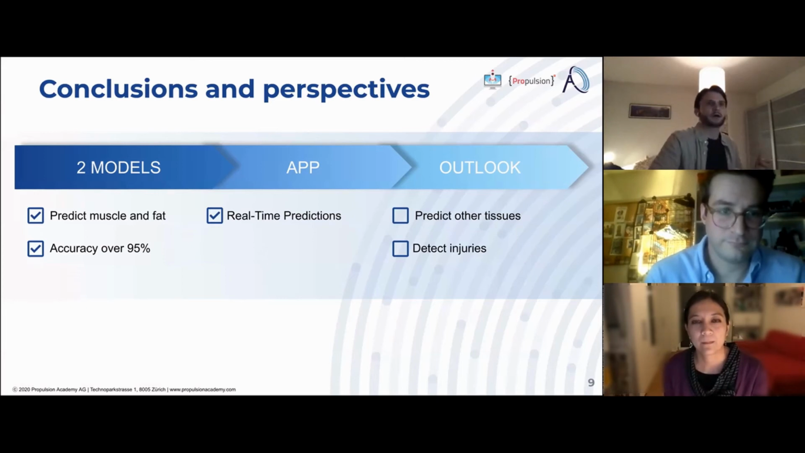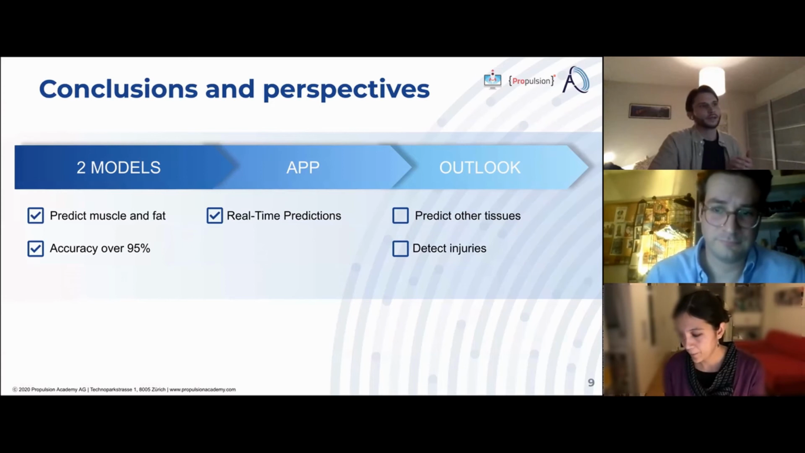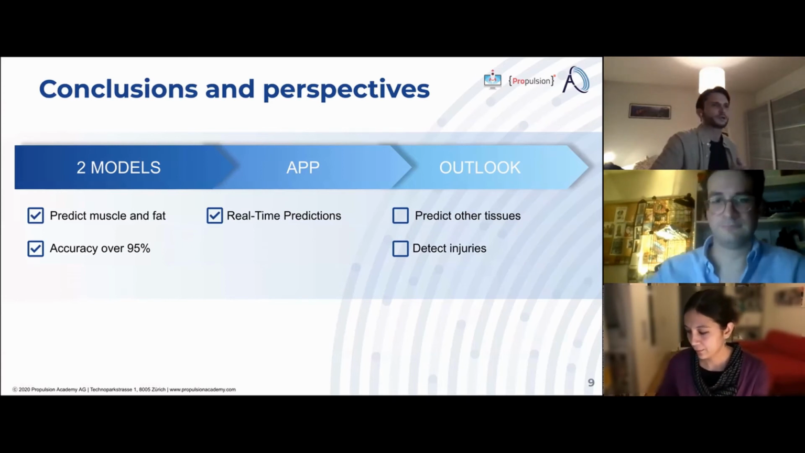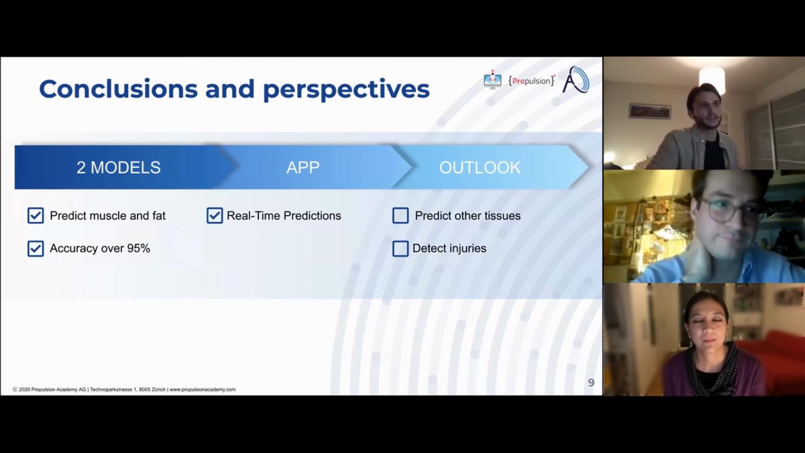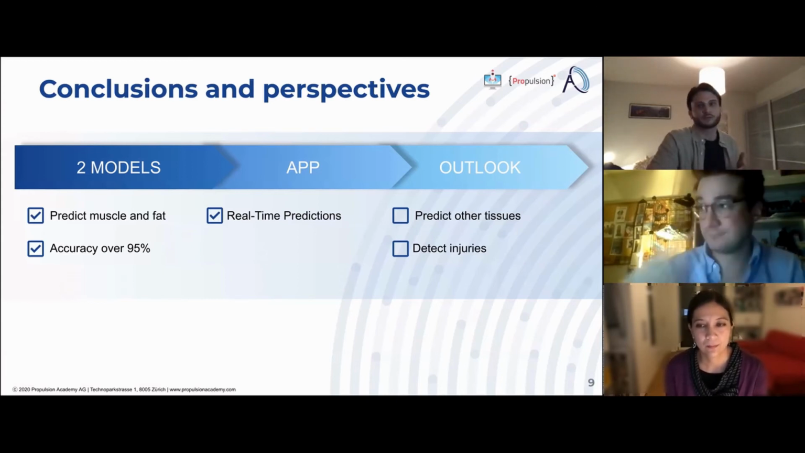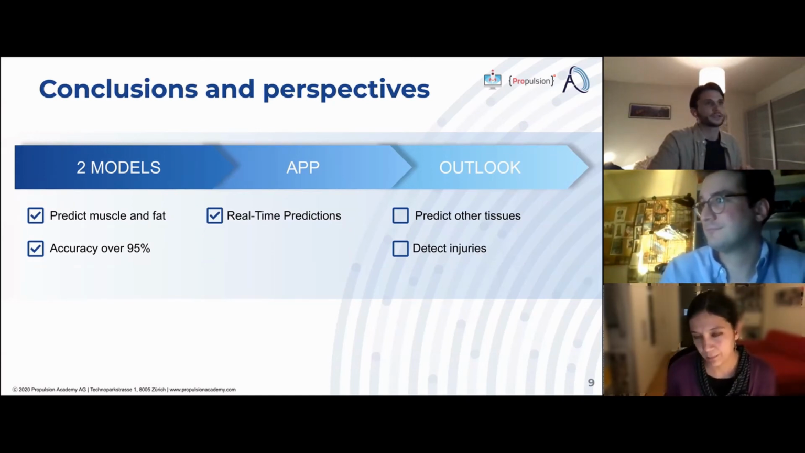And last but not least, as an outlook on how this project now could be continued, the good performance really showed us the great potential of these models. So it would now be interesting to add more complexity and try to predict more tissues such as ligaments or nerves, or even go one step further and try to train the model so that it can detect injuries.